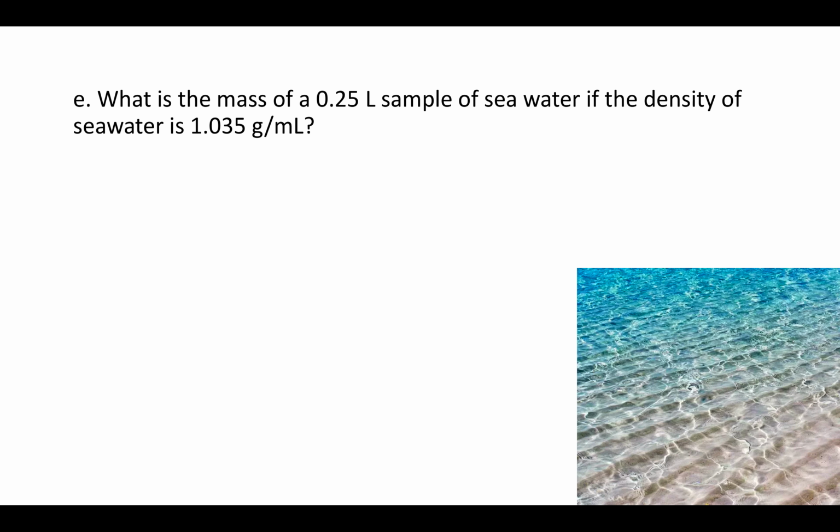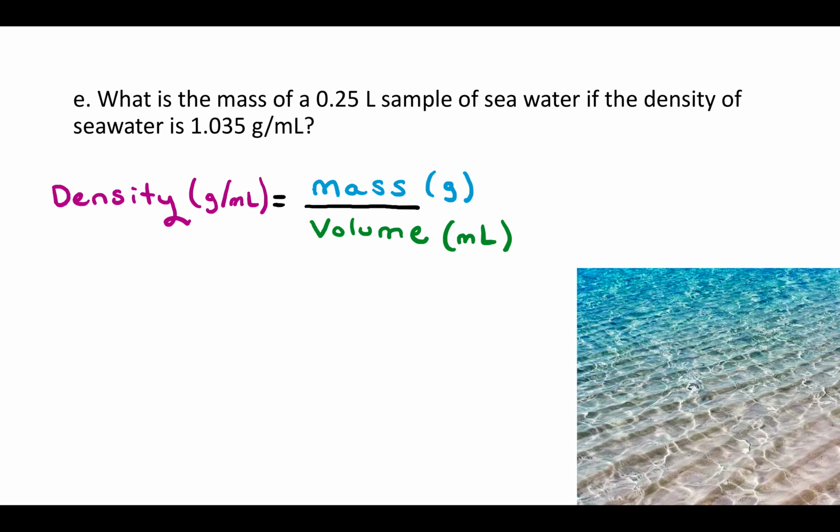This question says, what is the mass of a 0.25 liter sample of seawater if the density of seawater is 1.035 grams per milliliter? So, we know that density equals mass over volume. The first number they give us here is 0.25 liters. But notice how these liters don't match the units of density. The units of density have grams per milliliter. So we need to get this liters converted into milliliters before we plug it into the equation.